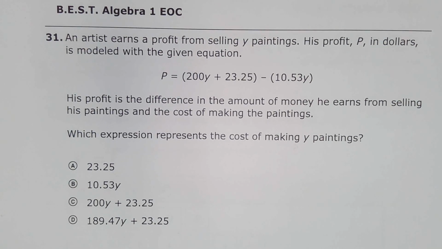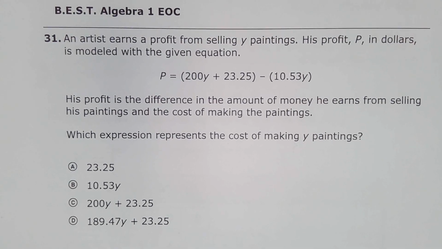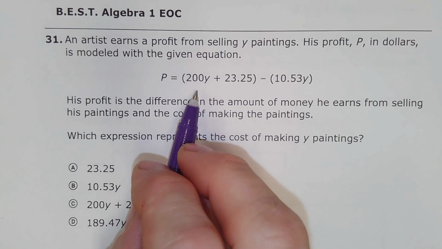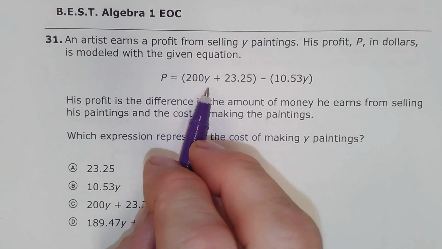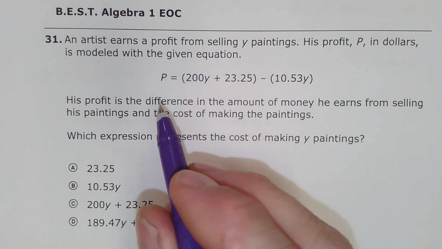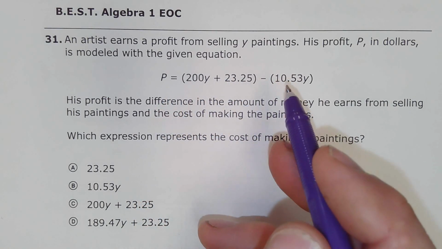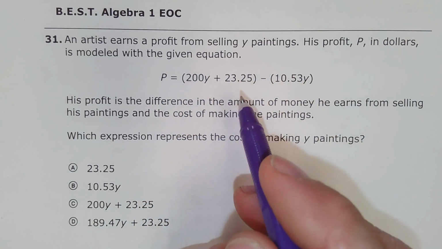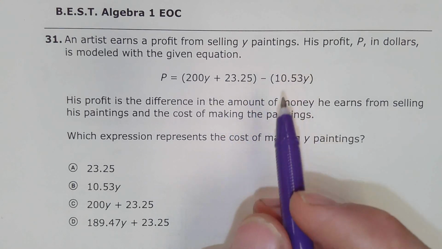Questions 31 through 36 on the Algebra EOC. The first one gives us this equation where P equals this binomial minus this monomial. It's telling us to rearrange this and just consolidate the variables because there's only one constant in here, right?